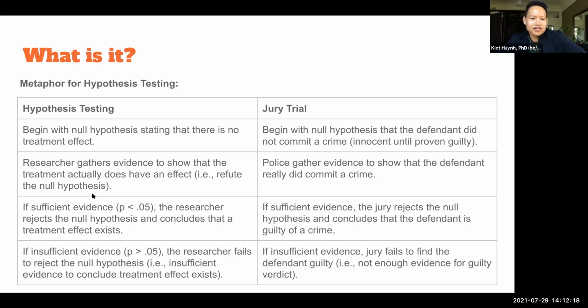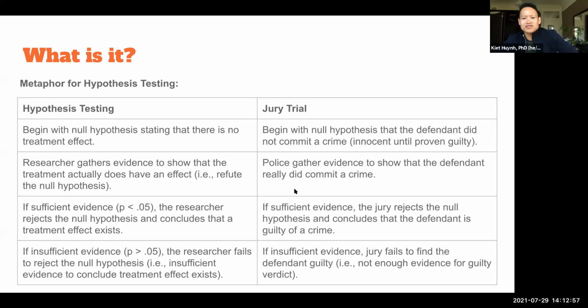The second part of the hypothesis testing process is that the researcher gathers evidence to show that the treatment actually does have an effect. So you're refuting the null hypothesis. The evidence here is that you're gathering people, surveying them or whatever you're doing, and then running your tests. Then you're looking at the p-value, the significance value. That's your evidence. If your p-value is less than 0.05, then you could say that there's a significant difference or significant treatment effect. When you say that, it means you're refuting the null hypothesis, the null hypothesis meaning there's no difference.